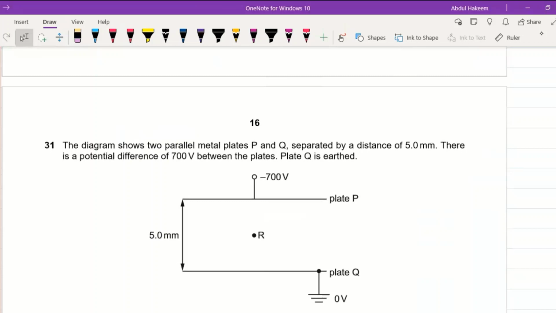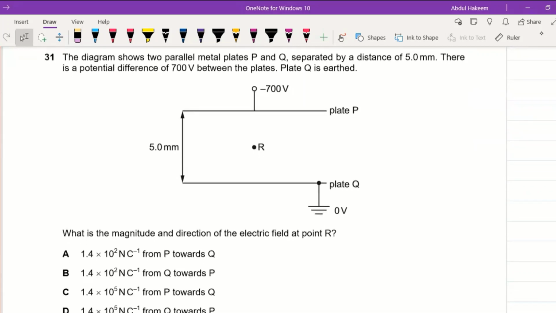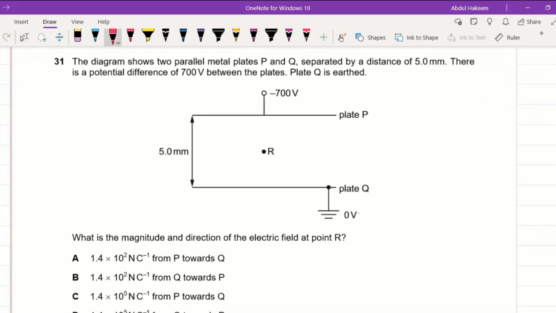Okay, now move to this next question, 31. A diagram shows two parallel plates P and Q separated by the distance of 5 millimeter. There is a potential difference of 700 V between the plates. What is the magnitude and direction of the electric field at the point P? So look, this is zero, this is negative. So the direction is from zero to negative, from high potential to the low potential. So zero is greater than the 700.